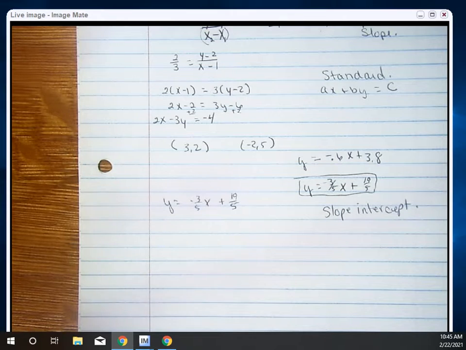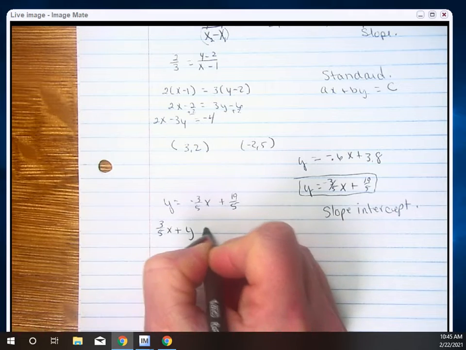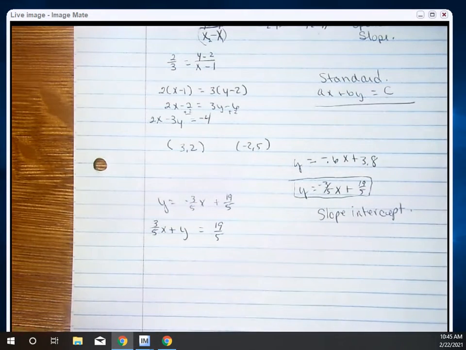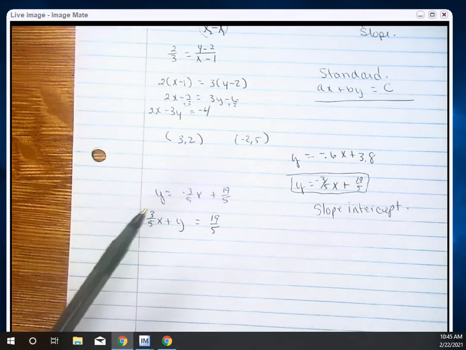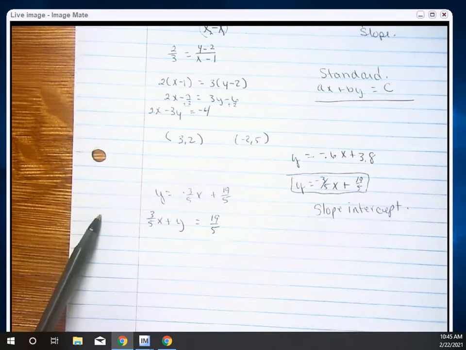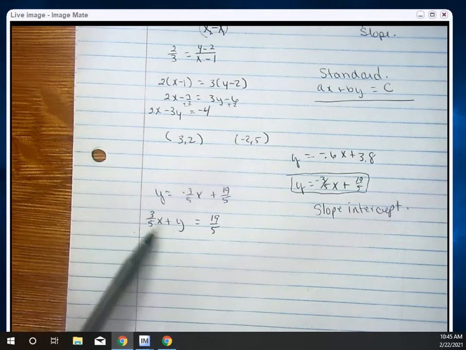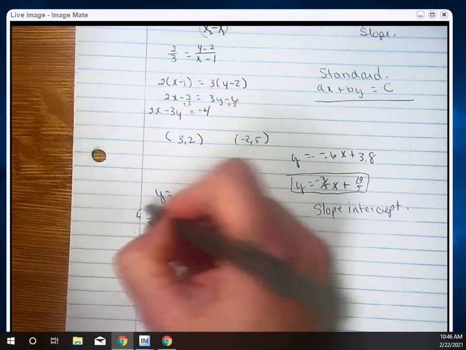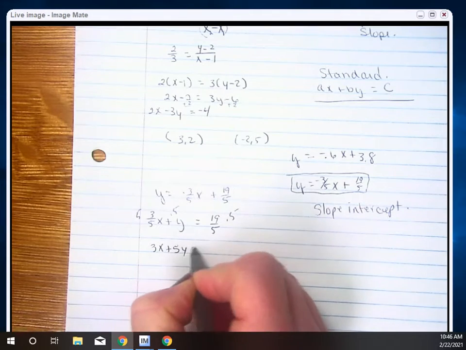Just add 3/5 x, because one of the things I told you with it being in standard form was that x and y are on the same side. But what was the other thing I told you about the number with the x? Cannot be a negative. Oh, good, it's positive. But I also said it had to be a whole number, not a fraction. So how do I get rid of divided by 5? Every term multiplied by 5. So 3x plus 5y equals 19.